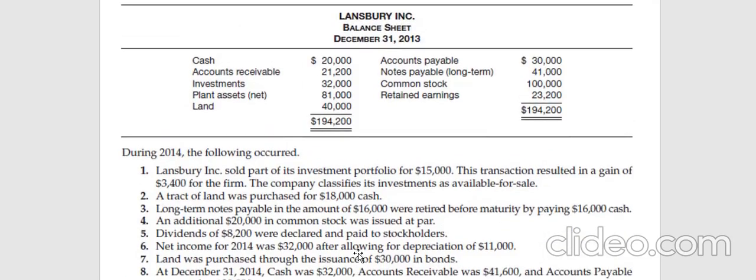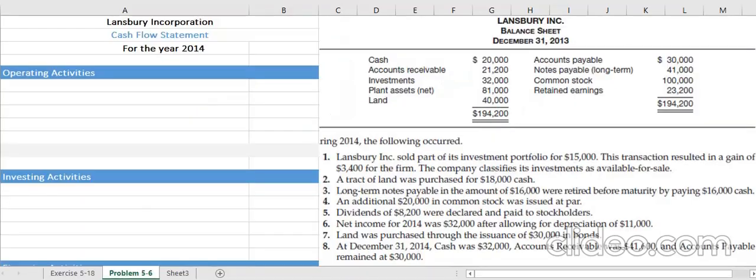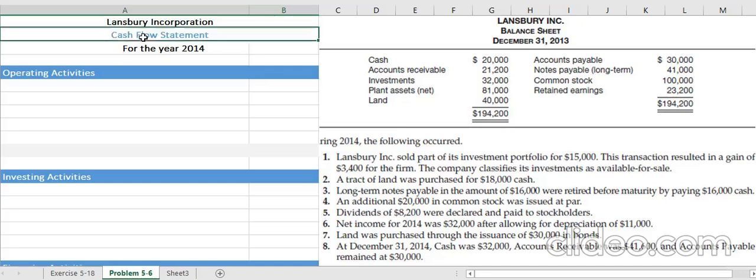So for simplicity and efficiency, I have taken a screenshot of the numerical and shifted it to the Excel sheet so that we can have the question and the solution in one picture. Starting with the cash flow statement, first we need to write the name of the company, the cash flow statement, and the year for which we are preparing it.